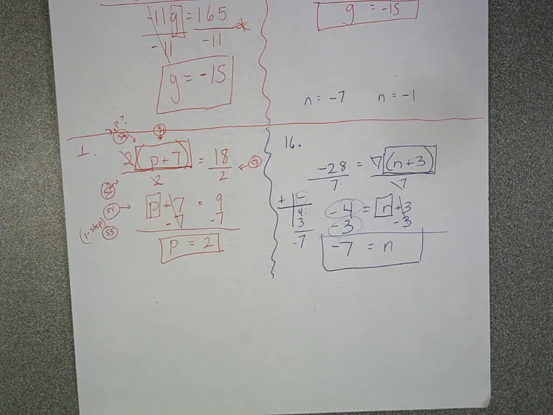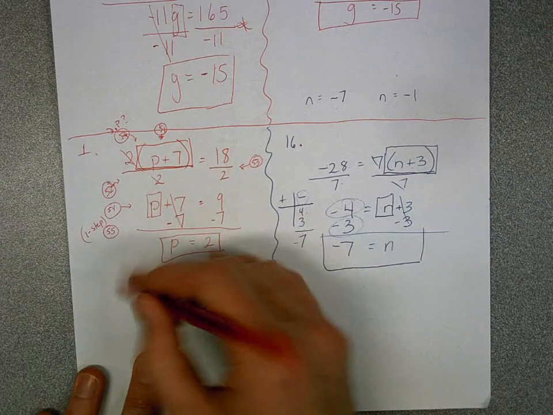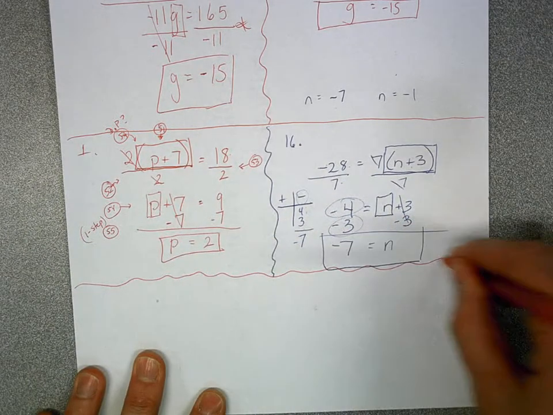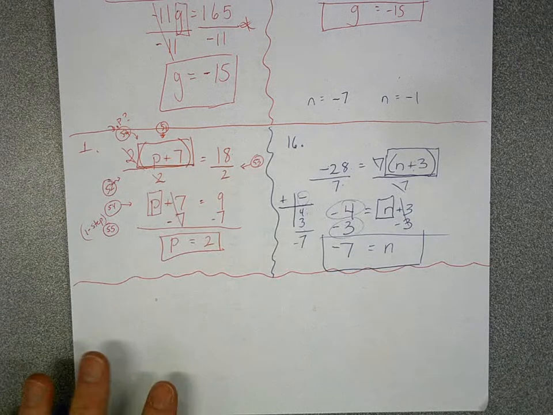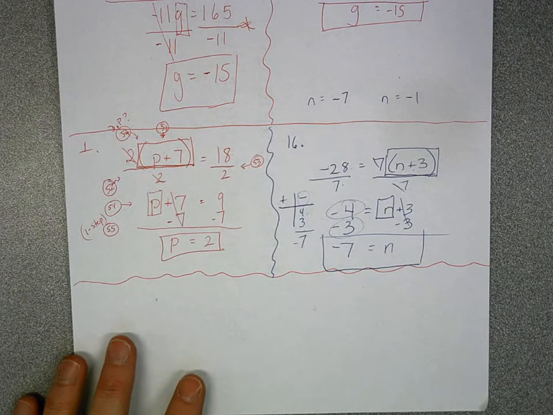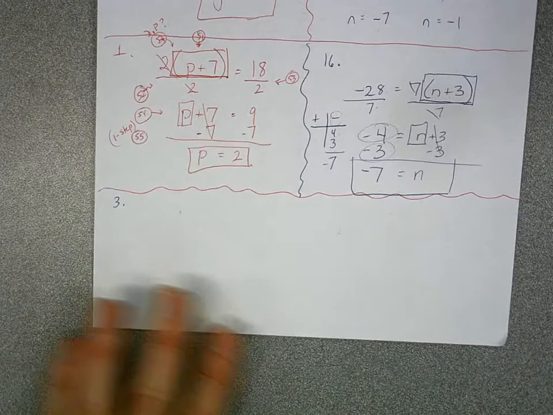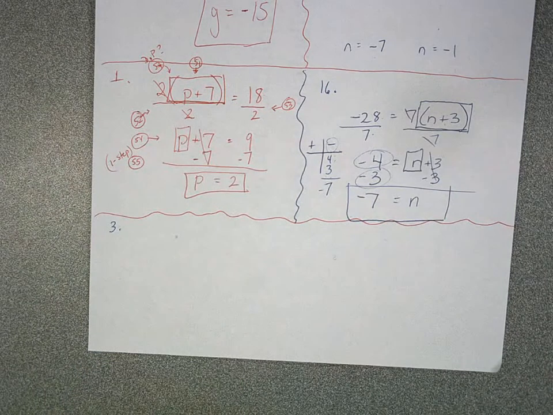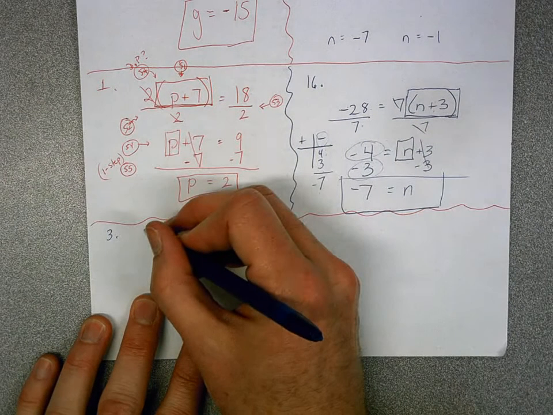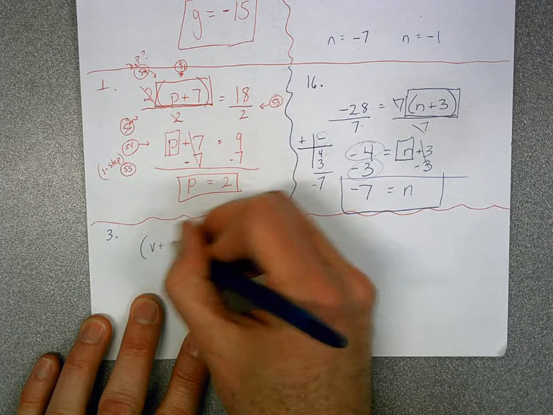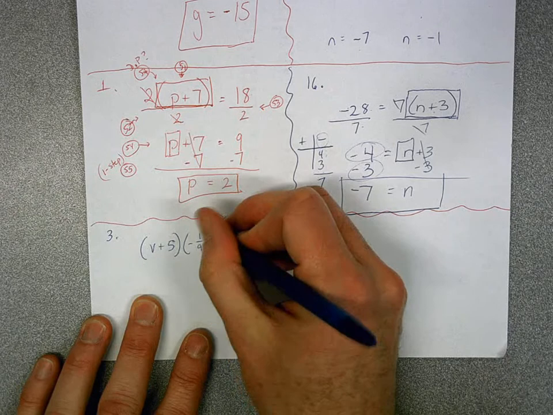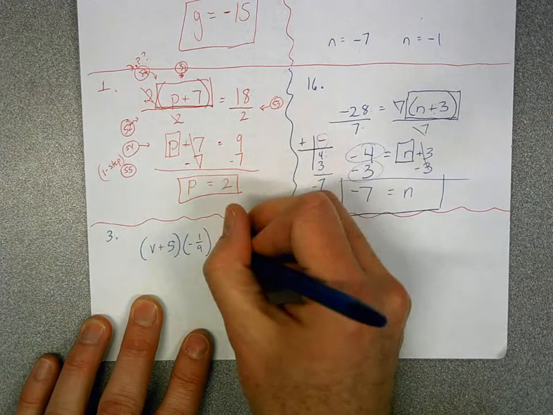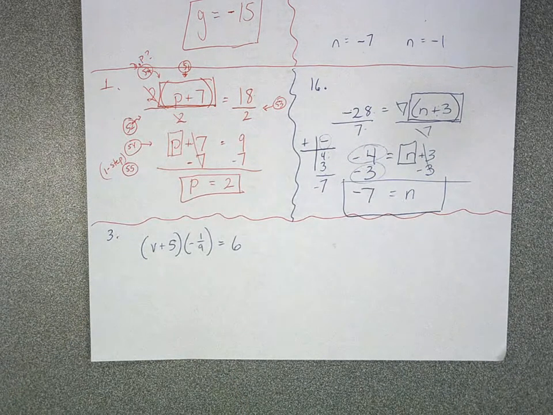Okay, let's take a look at another type of problem. It's very, very similar, just probably a step up in difficulty, even though I don't find it too difficult. Let's flip back over to page 484. Let's take a look at problem number 3. It is the sum of v plus 5 times the fraction negative 1/9, and that expression is equal to 6. Okay? So here we go.